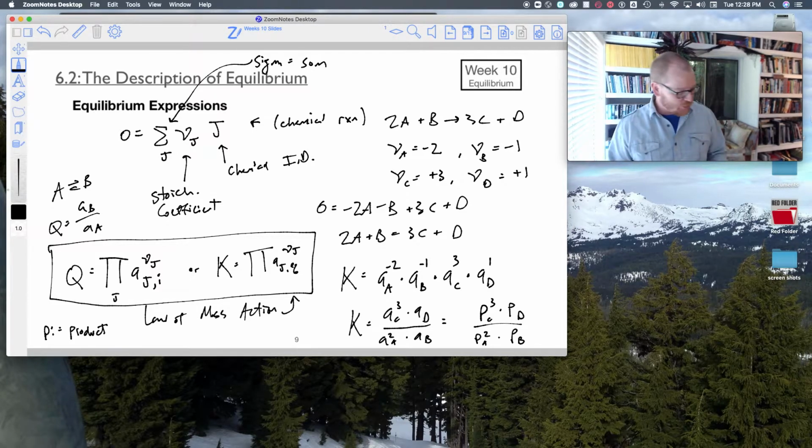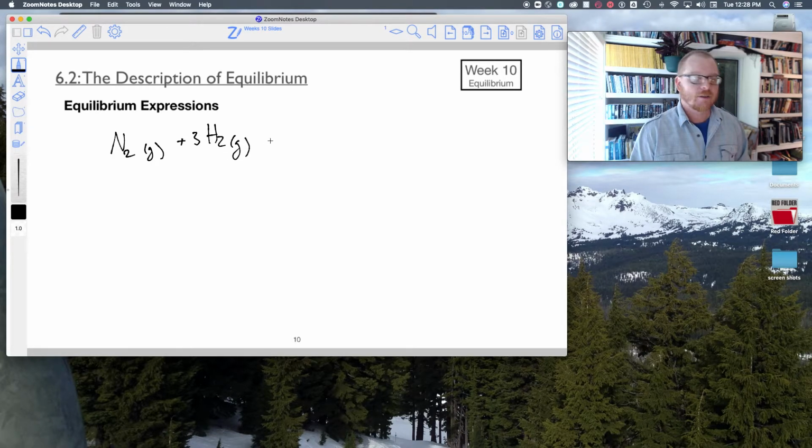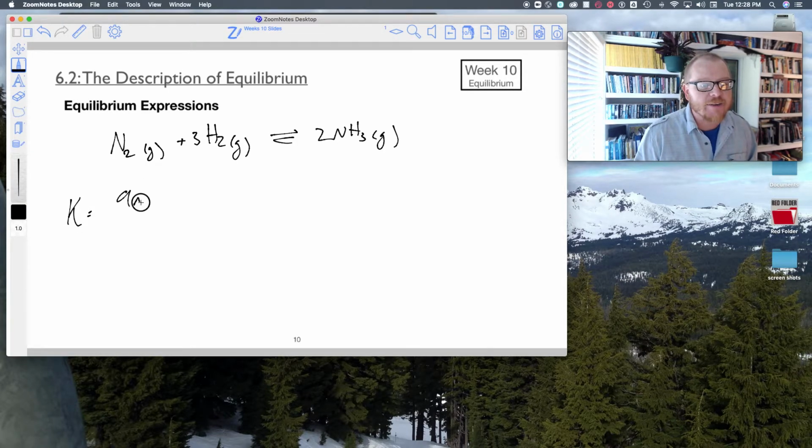So we actually have to use activity as the most correct form here, okay? And so now, just to go through one example, let's say N2 gas, an old familiar gas, the Haber-Bosch reaction to make ammonia, NH3 gas, okay? And so we know that K would be the activity of ammonia squared divided by the activity of nitrogen times the activity of hydrogen cubed.